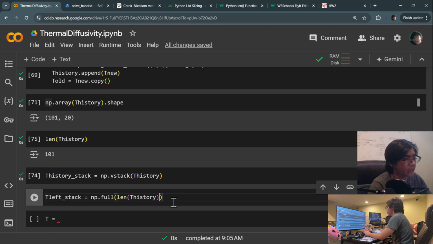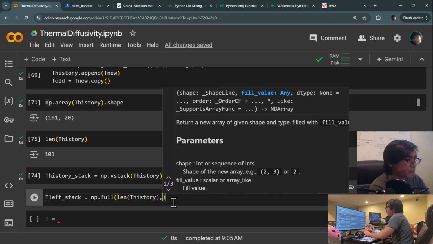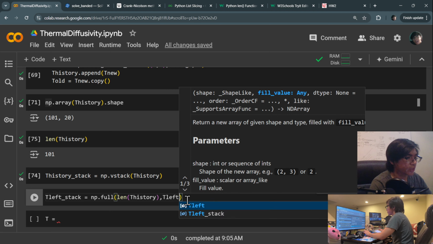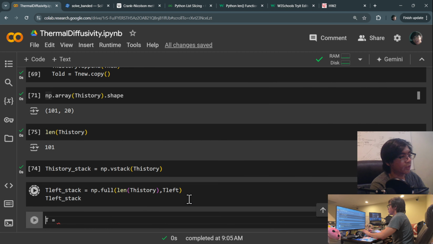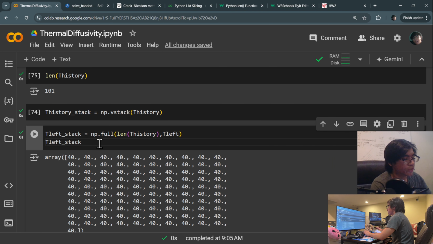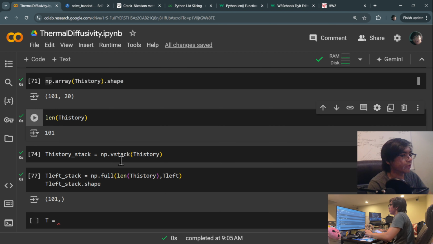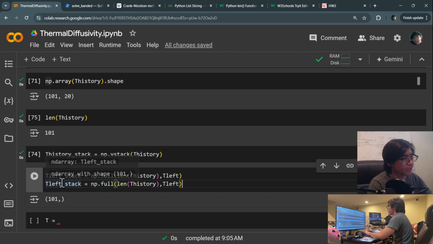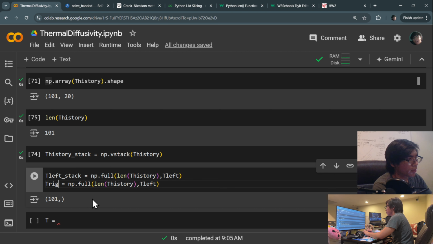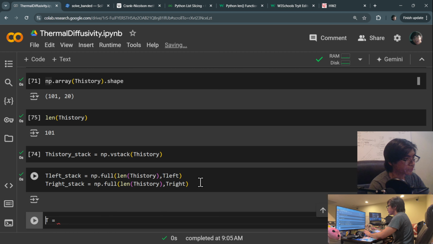So it'll be 101 instances of t left, and let's double check that. T left stack, awesome. That should be 101. There we go. And then same exact thing for t right. We're adding all our right temperatures, right hand side, obviously to the right with the same number of elements, but this time with t right being 80 degrees Celsius.